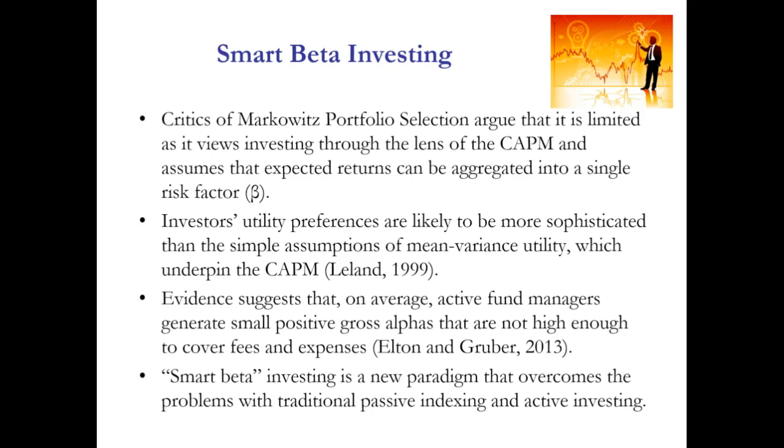Smart beta is the process whereby we extend upon Markowitz portfolio selection in terms of using empirical evidence to come up with improved models of expected returns above and beyond the CAPM, and then feed those into the process of coming up with a superior optimal risky portfolio.